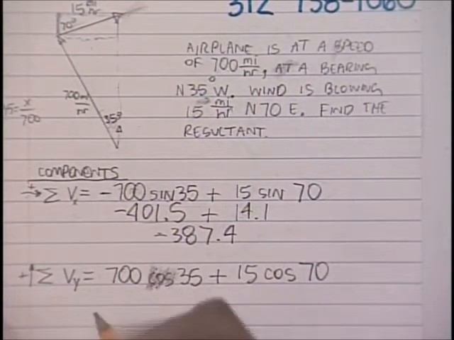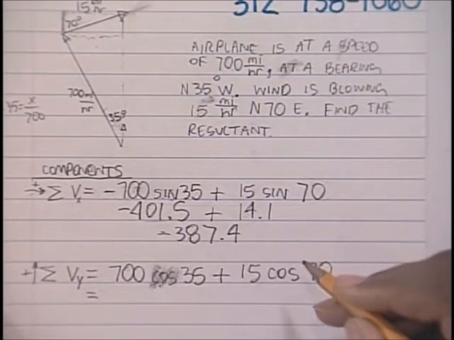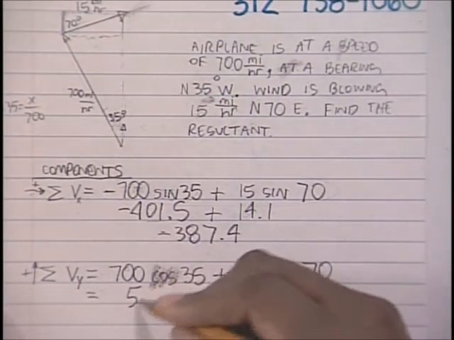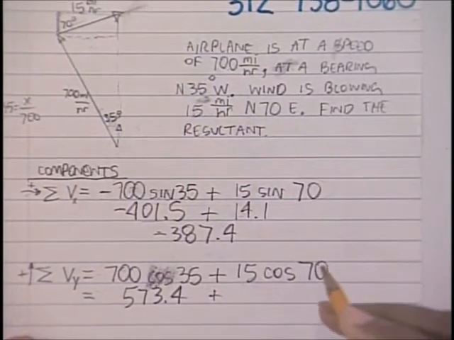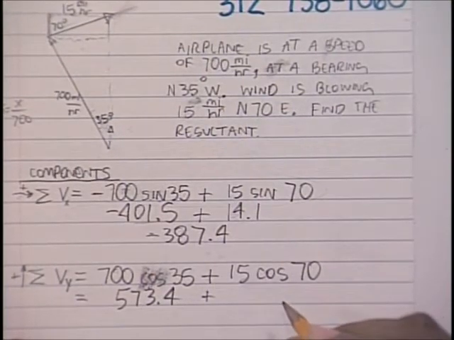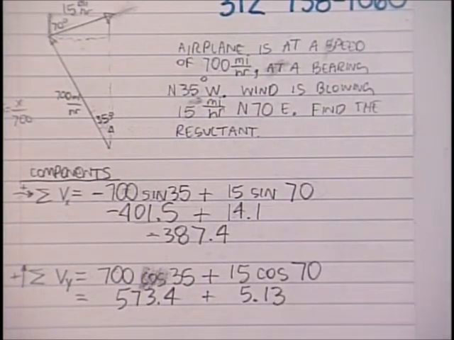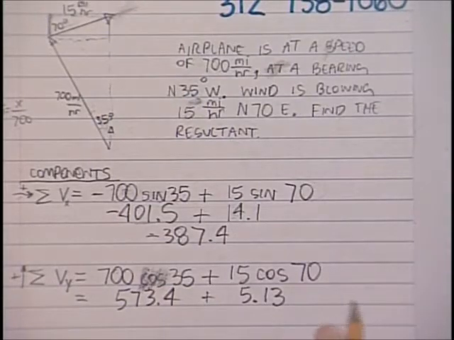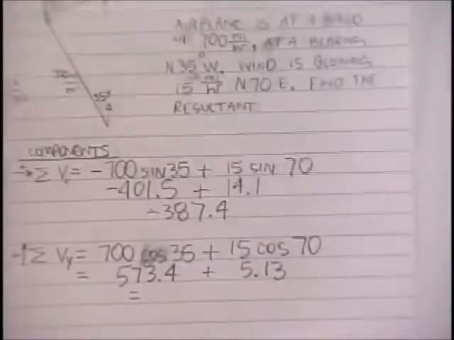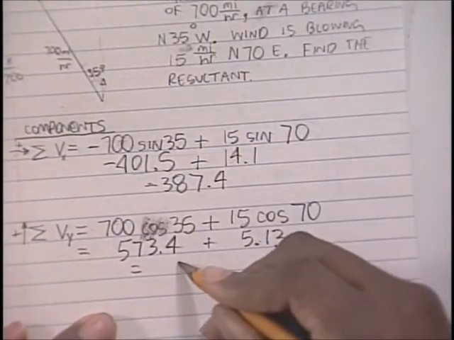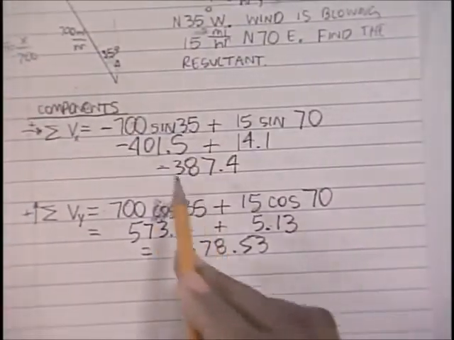And now let's do this. What's 700 times the cosine of 35? 573.4. And what is 15 times the cosine of 70? 5.13. All right, wonderful. So now when you add those together, what do you get? 578.53.